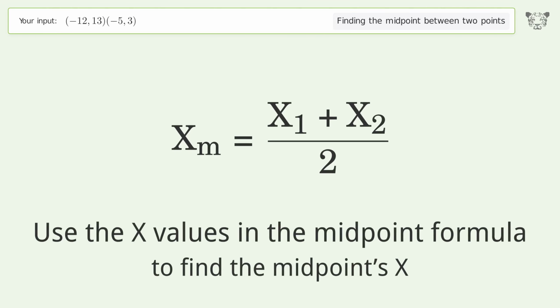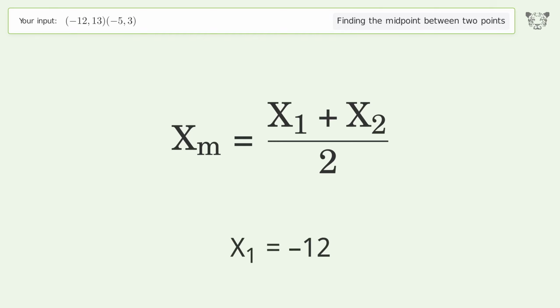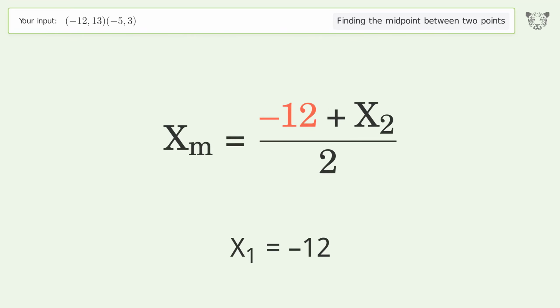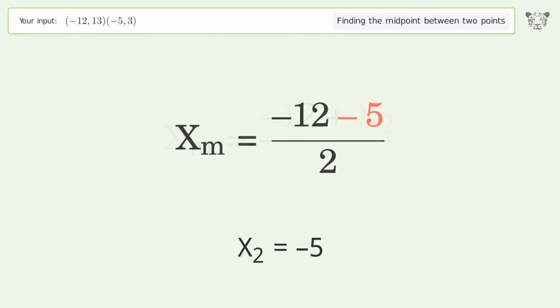Use the x values in the midpoint formula to find the midpoint's x. x1 equals negative 12. x2 equals negative 5. Simplify the arithmetic.